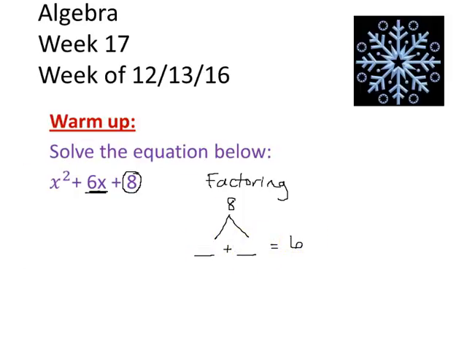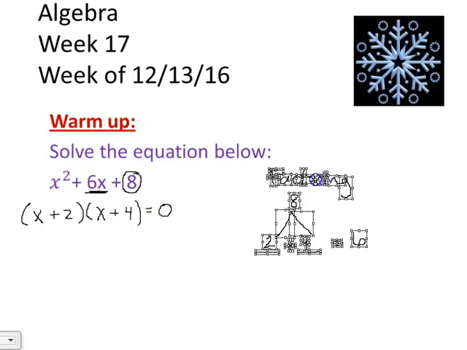What about 2 and 4? I know that 2 times 4 gives me 8. And let's check the addition: 2 plus 4 also gives me 6. So those are the two terms that I need. Let's set it up in our factored form. We would have x plus 2, because the 2 was positive, and x plus 4, because that 4 was positive. And now we're going to use the zero product property to help us solve this equation all the way.